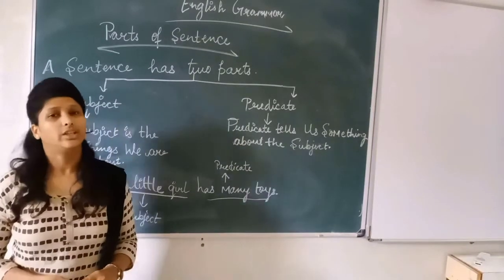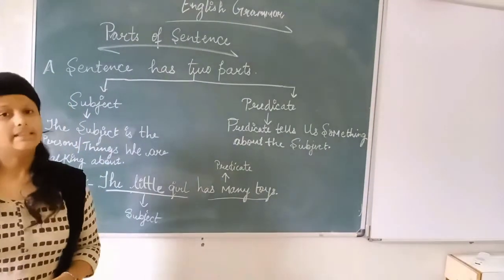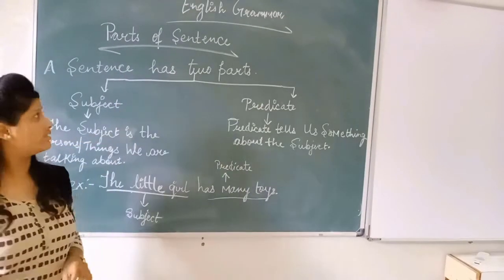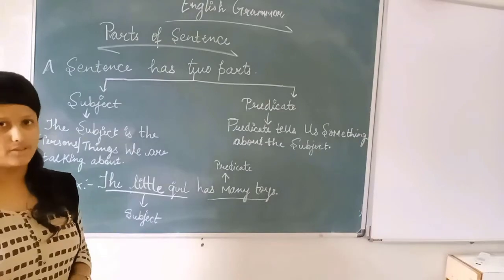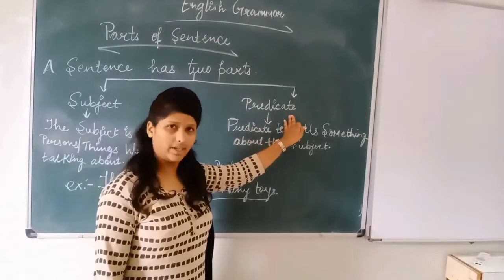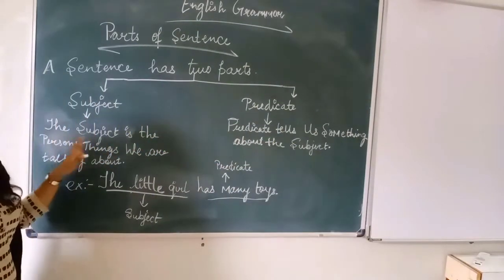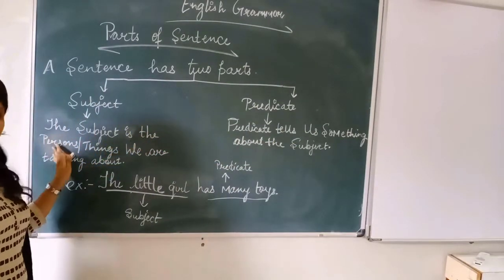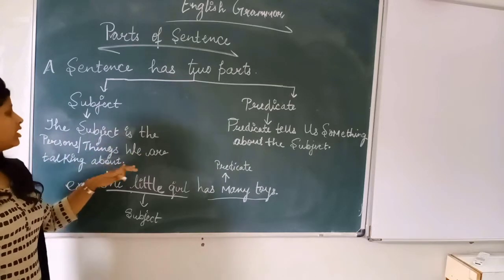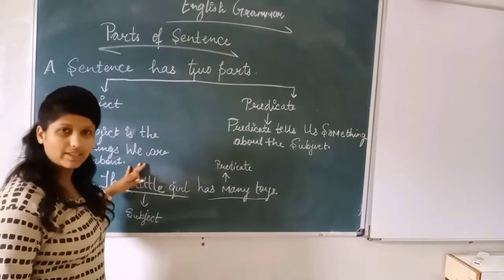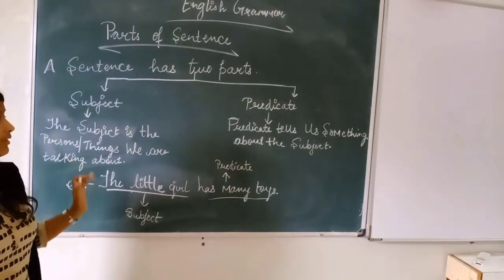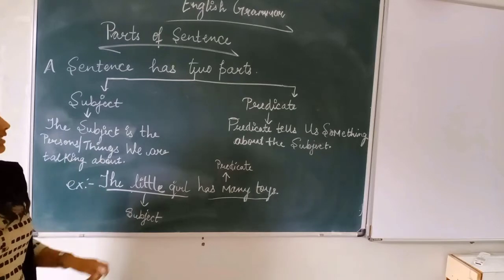Hello everyone. Today we are going to start the next topic, that is parts of sentences. There are two parts of a sentence. First is subject and second is predicate. The subject is the person or the things we are talking about. Subject is the main part of the sentence, and it is the word or person or things that we are speaking about in the sentence.